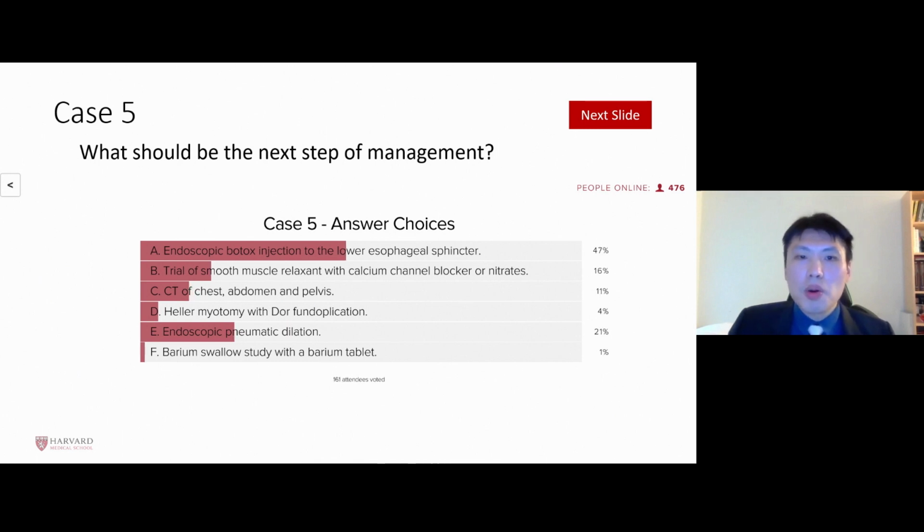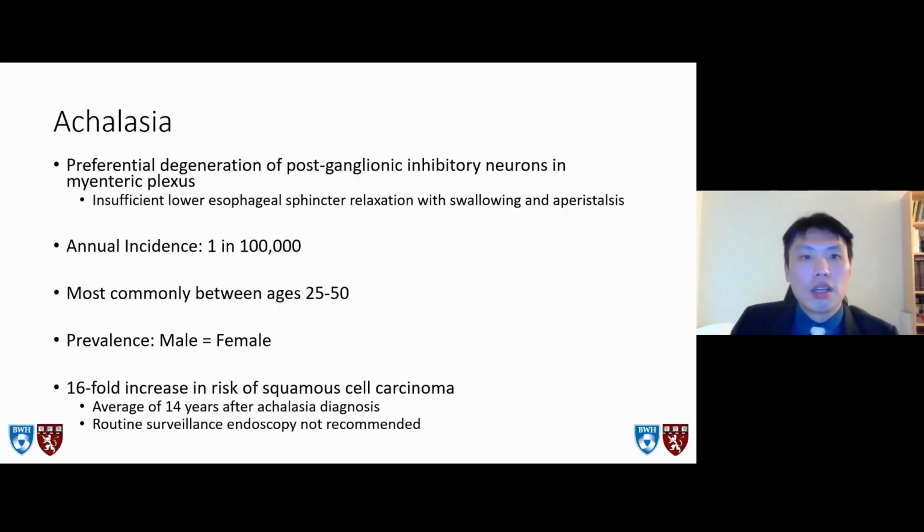So it seems like most have chosen endoscopic Botox therapy as the next step. Pneumatic dilation is the second choice here, it seems, and then a smaller number of patients chose either a smooth muscle relaxant or performing a CT scan. So let's go over what we know about achalasia.